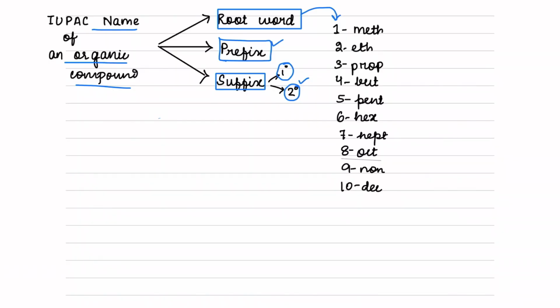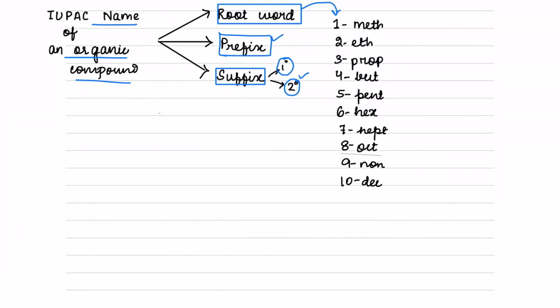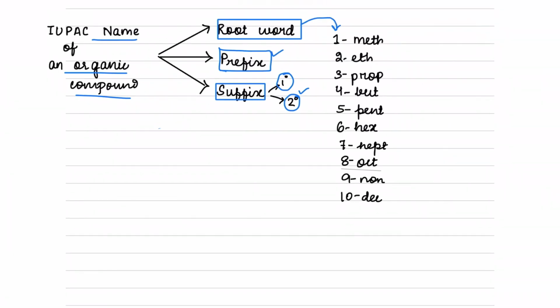In today's video, we will be discussing certain basics of organic chemistry. Basically, we will be discussing the nomenclature of elements, which will be helpful for class 12 students. Class 11 can watch it as well. So let us begin. The IUPAC name of an organic compound consists of three things.